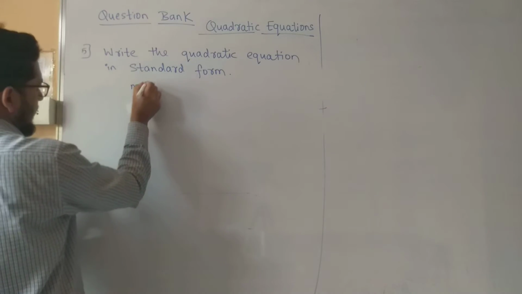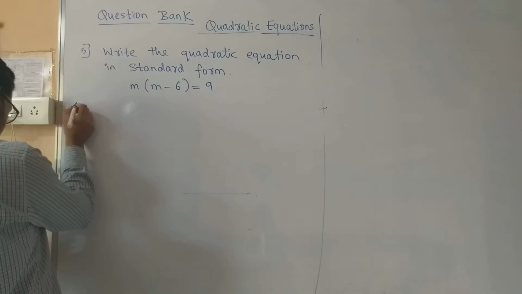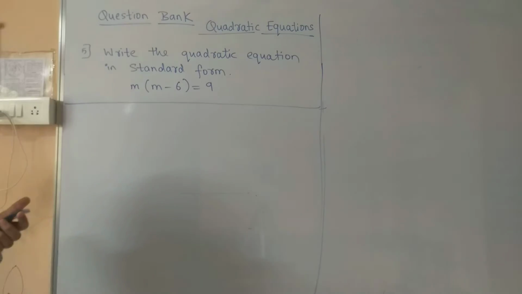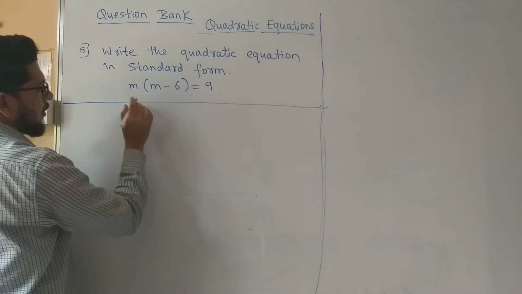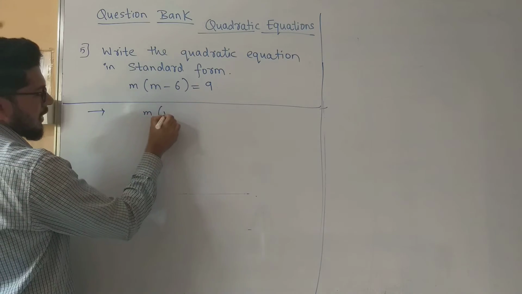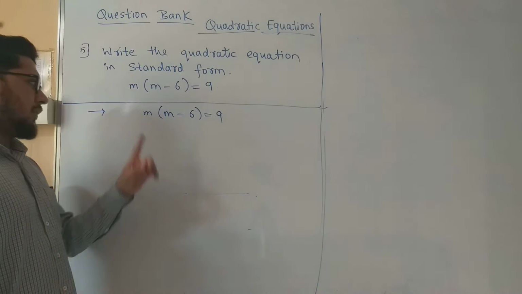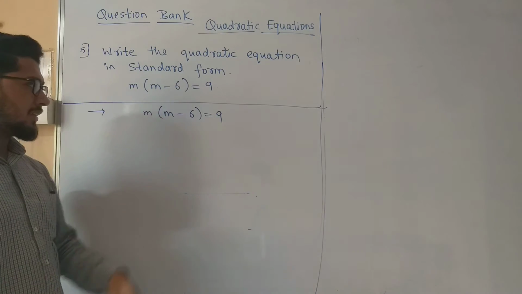The question given is m bracket m minus 6 is equal to 9. This is the last question of the 1 mark examples, the fifth question from the 1 mark questions. Write the quadratic equation in standard form. The equation is given below. So I will start the solution. First we will write the equation m bracket m minus 6 equal to 9. After that we'll multiply the value of m inside the bracket.